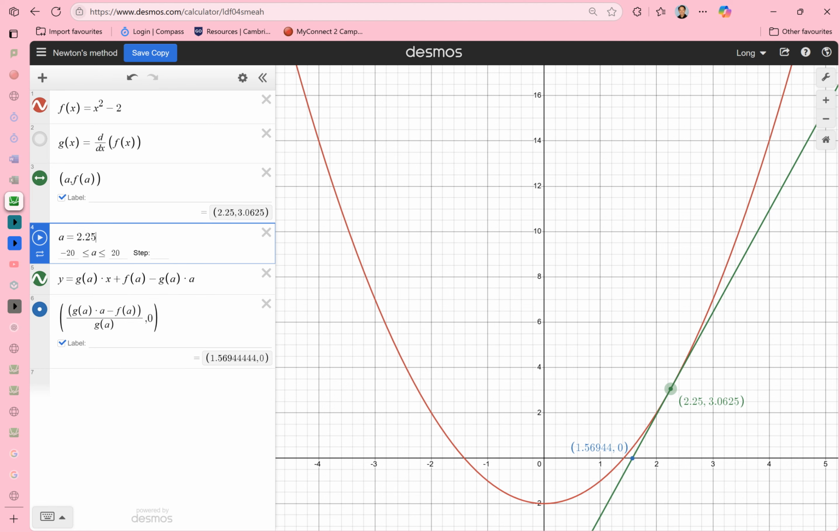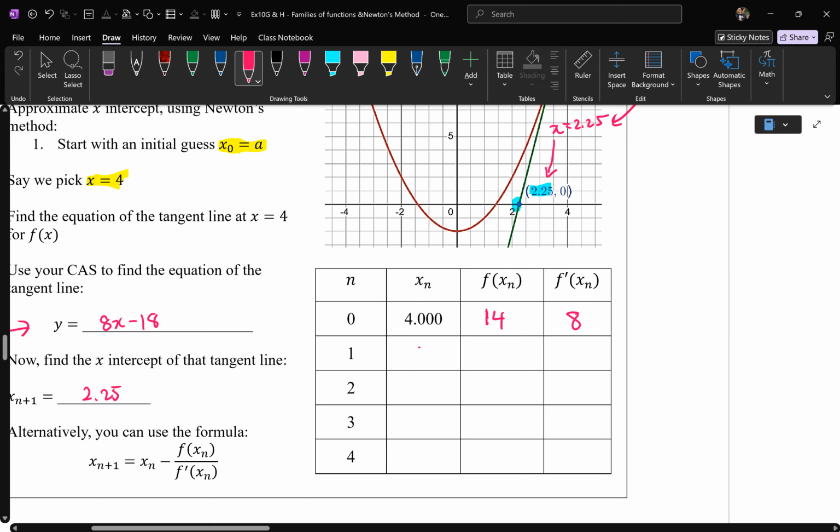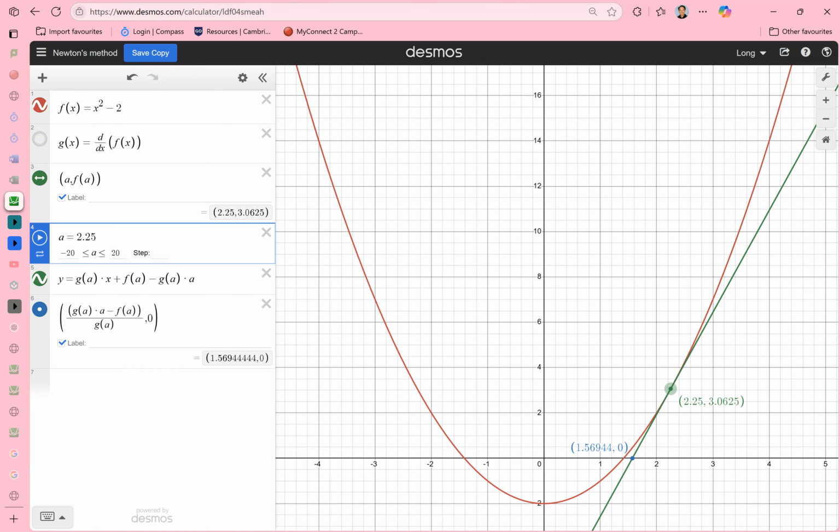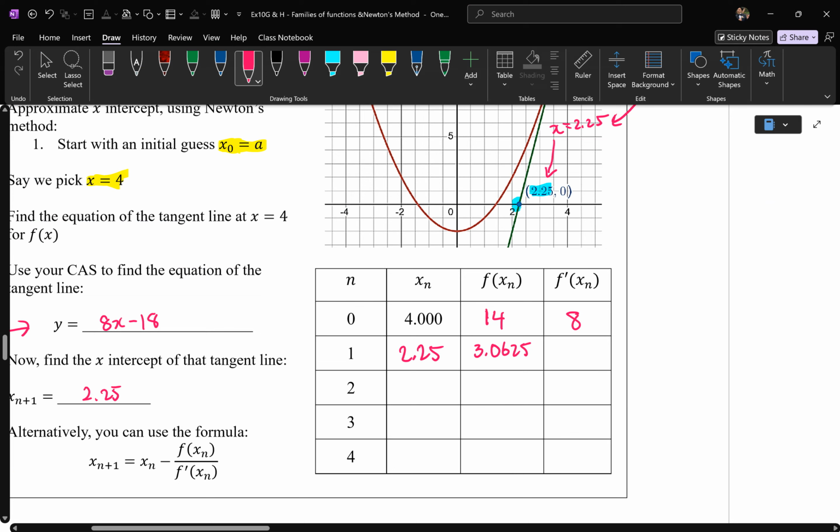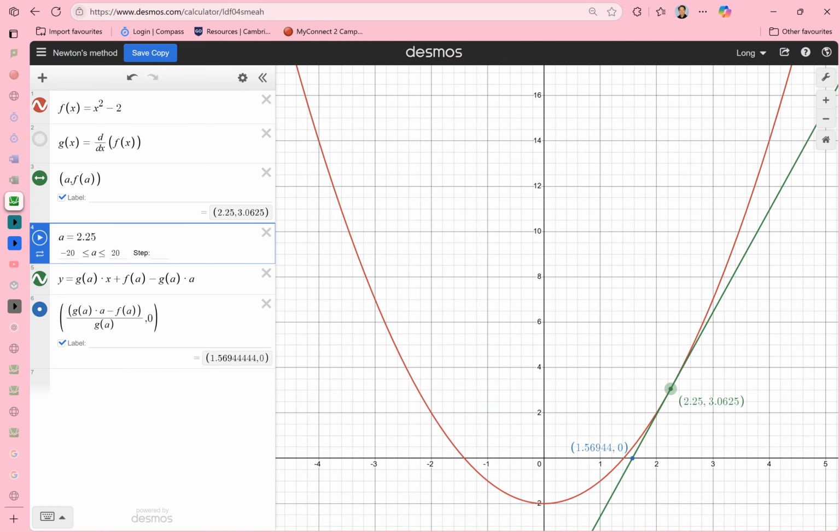So let's fill it in. This is now at 2.25. The y value is 3.0625. And the gradient, I didn't write a formula for it, so I guess we can ignore that for now. You can type it in if you want; I haven't figured out the formula for it yet. But it should be somewhere here. It's probably that one there. Yeah.